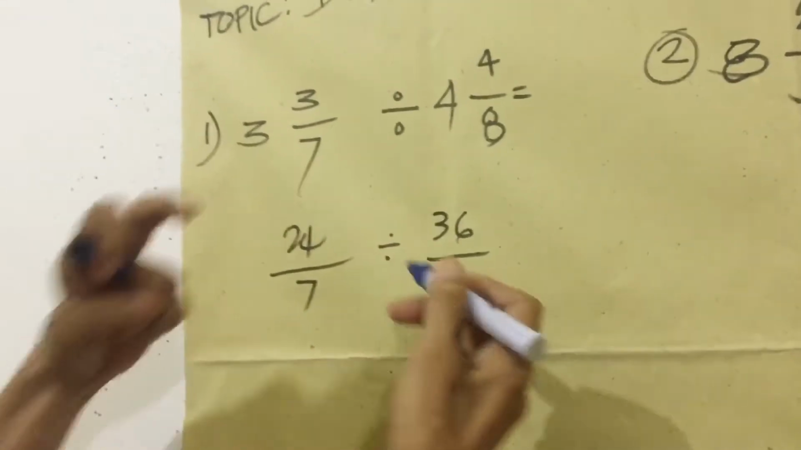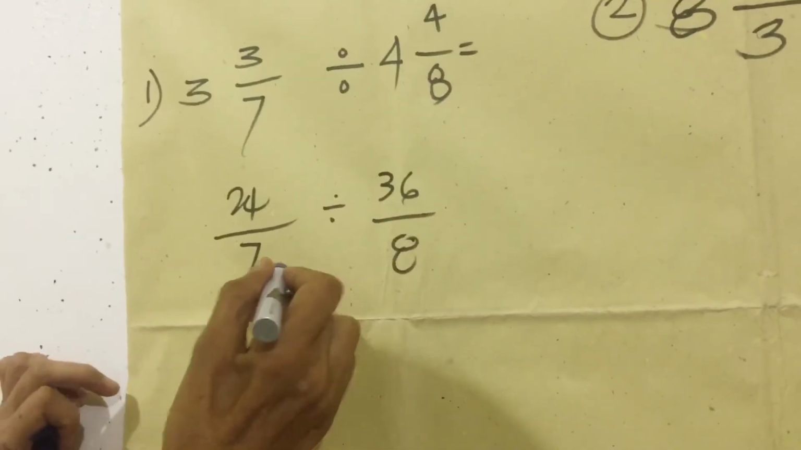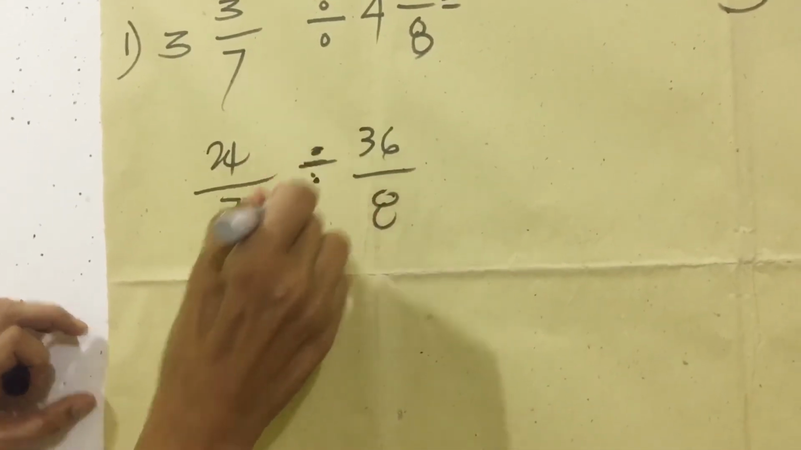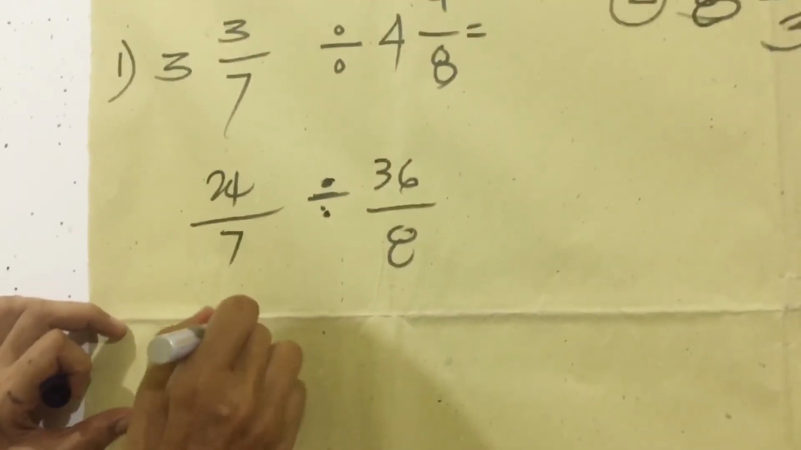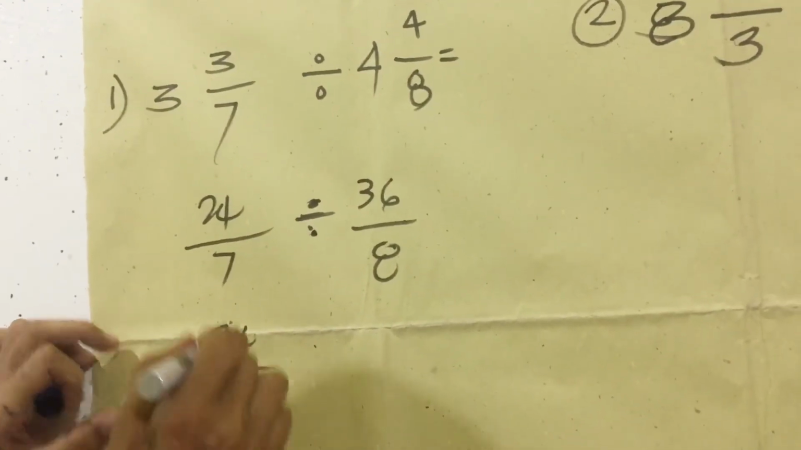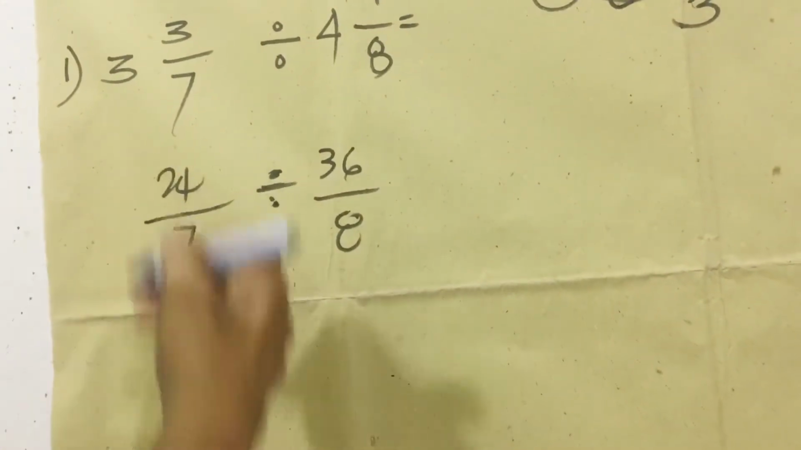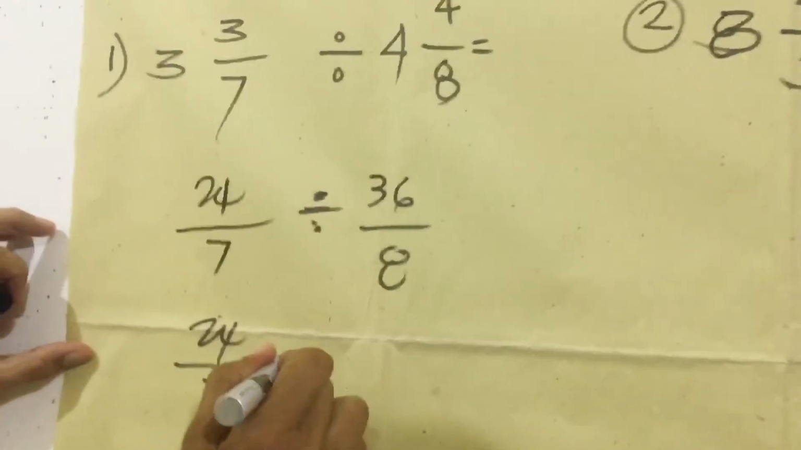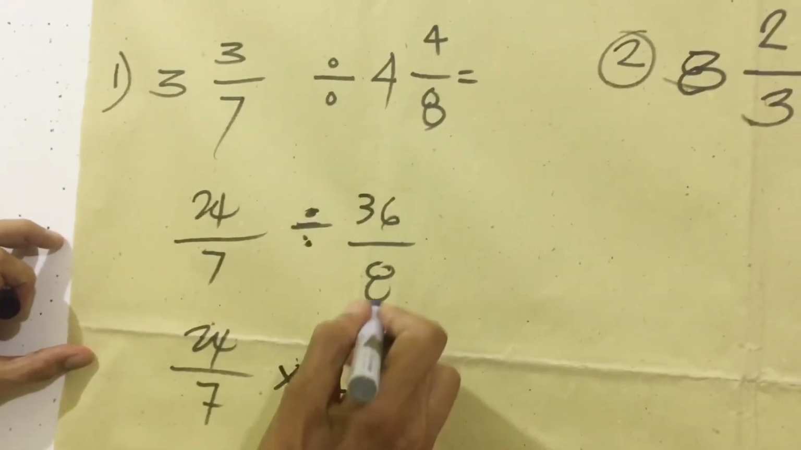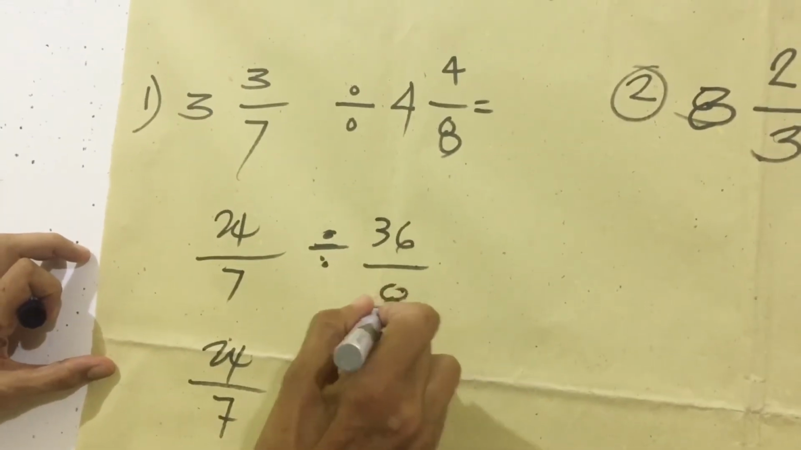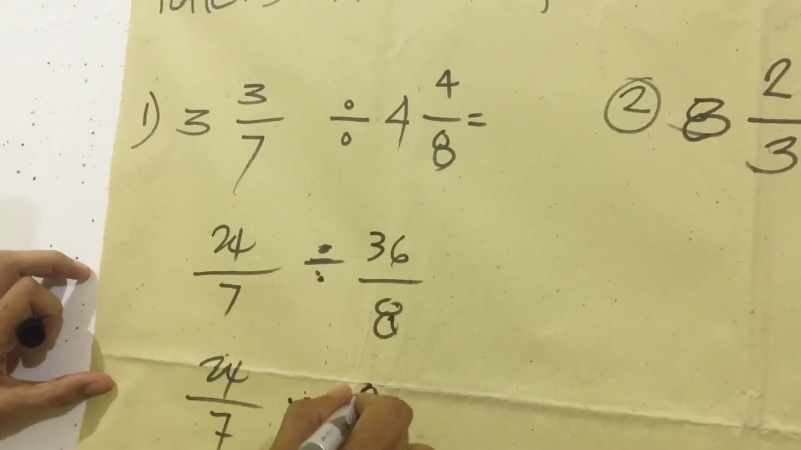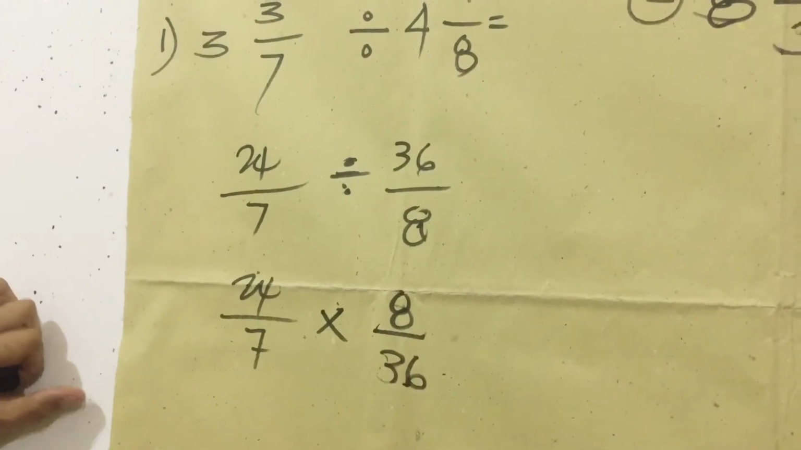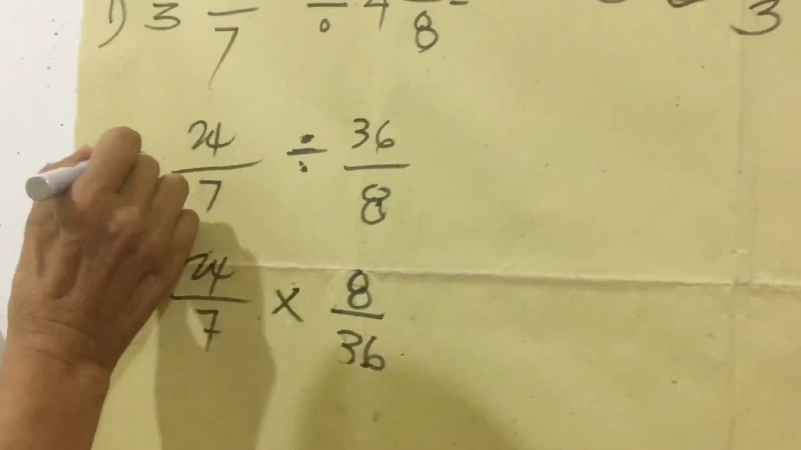Then the next thing is we'll use the reciprocal method and change this division into multiplication. We have now 24 over 7. The first fraction, do not reverse. So this one becomes times, and this one we reverse, the reciprocal, 8 over 36.